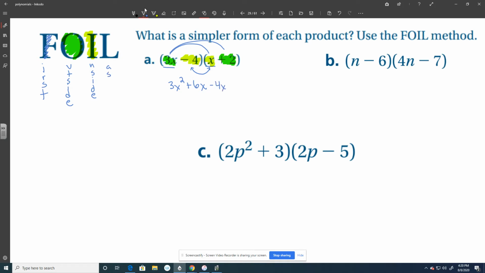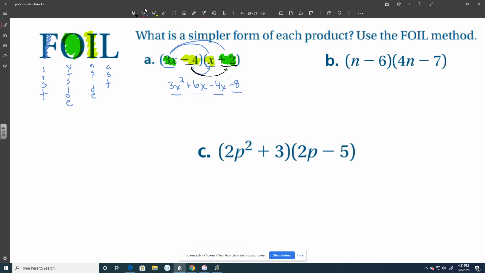L stands for last. First, inside, outside, last. And my last term in each parenthesis, one of them is negative 4, one of them is positive 2. So I got to remember to multiply negative 4 times a positive 2 is negative 8. So whenever you FOIL, you have two things that you're multiplying by two things. So you should end up with 4 different terms. If not, you probably forgot something.